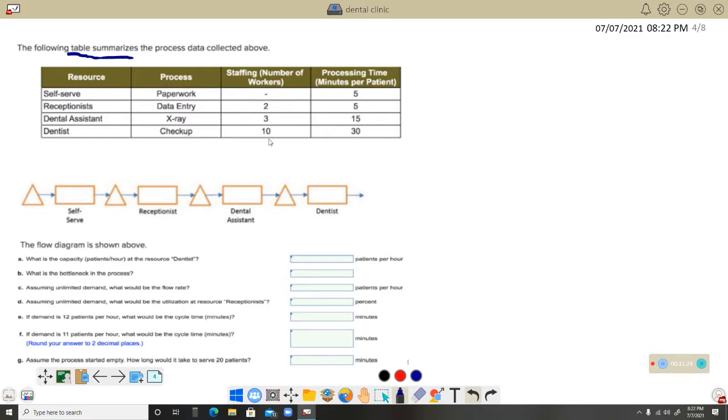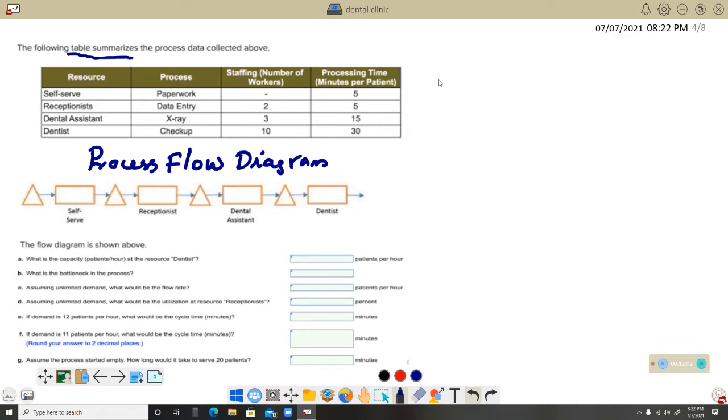From the same table, sometimes you will be asked to draw the flow chart. This is what we call a flow chart diagram or a process flow diagram, in which we generally use triangle shapes, rectangle shapes, and sometimes circles will also be there. Here circles are not used. We use triangles and rectangles.